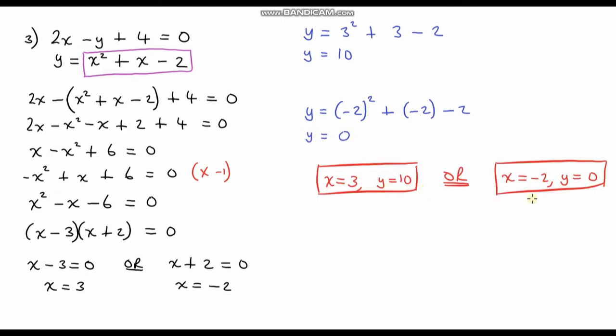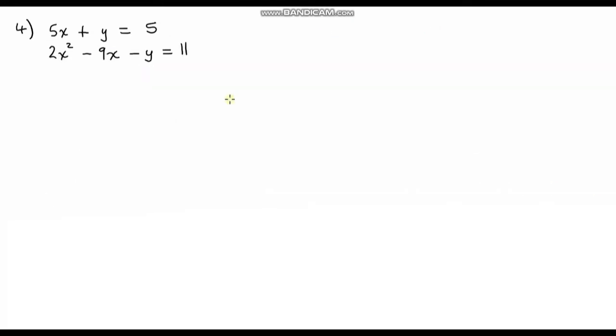So just to clarify our solutions, we have x equals 3 and y equals 10, or x equals negative 2 and y equals 0. Okay, question 4. Now it looks like we're going to have to substitute this equation into this one, but at the moment we don't have y as the subject.